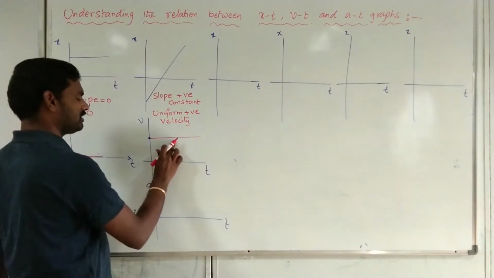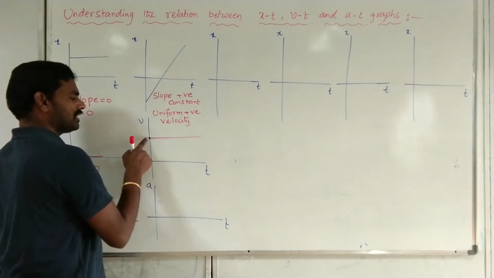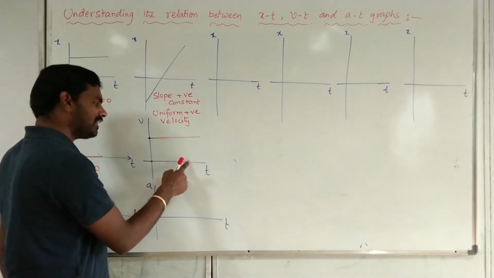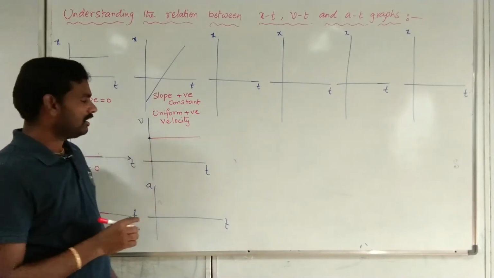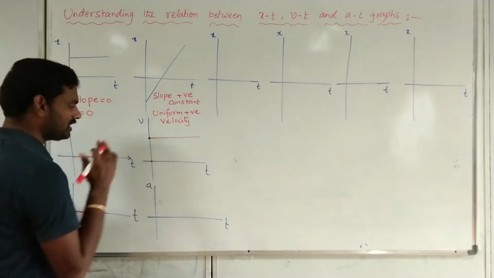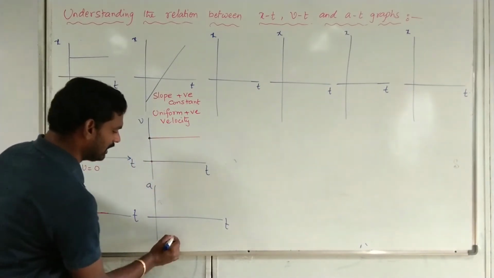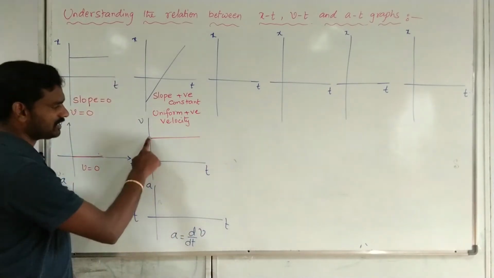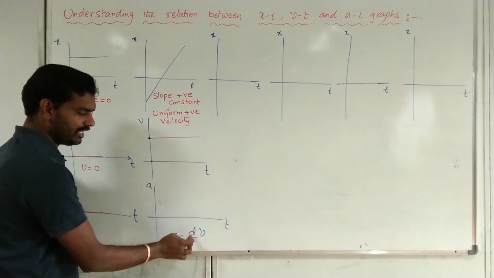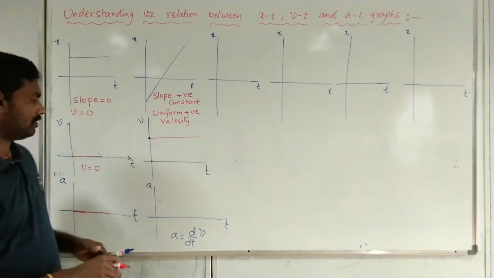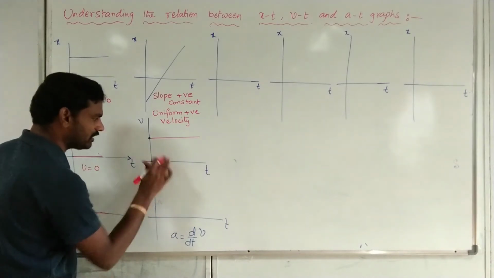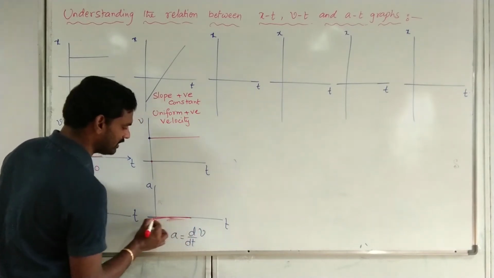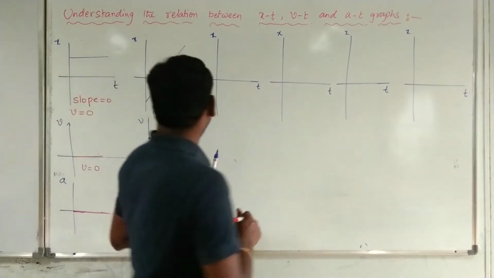See here, in this case, velocity at time t1 equals something, velocity at time t2 is also the same constant, and at other times also velocity is the same constant. As the velocity is constant, acceleration is nothing but the rate of change of velocity. As velocity is constant here, acceleration, the rate of change of a constant, is equal to 0. So, the respective At graph for the above Vt graph is like this, 0. Acceleration is 0 always.